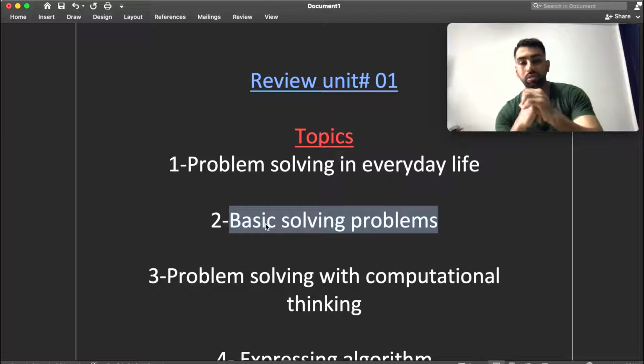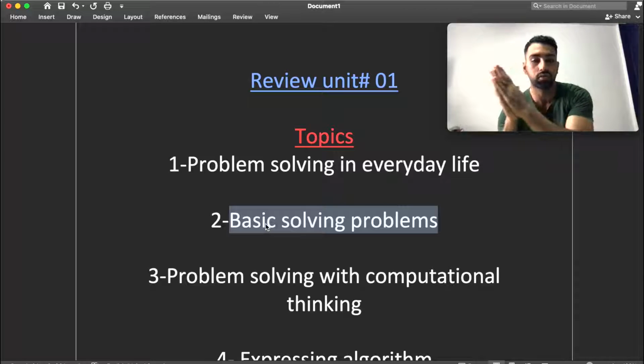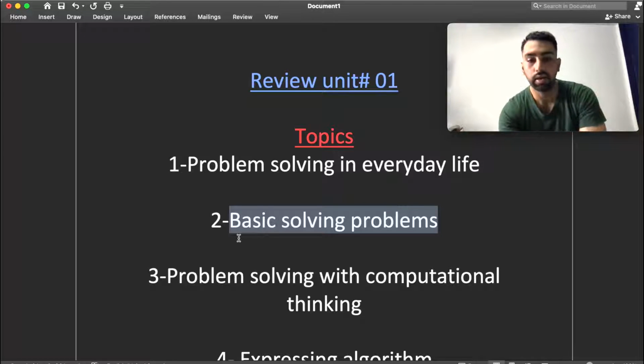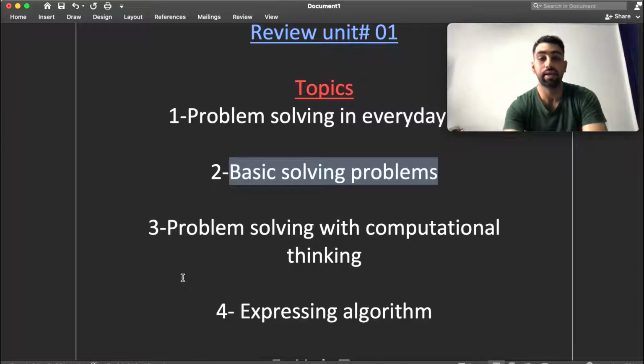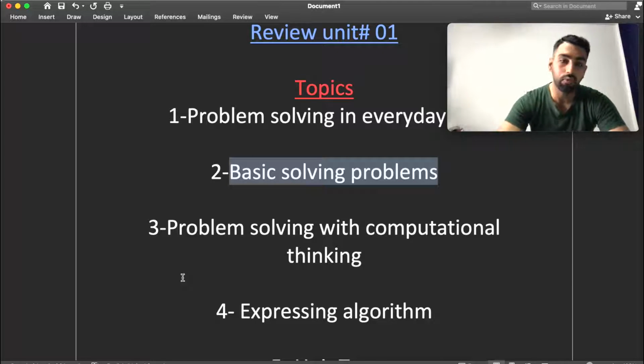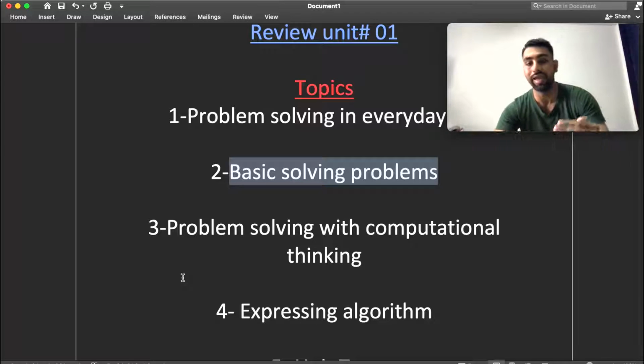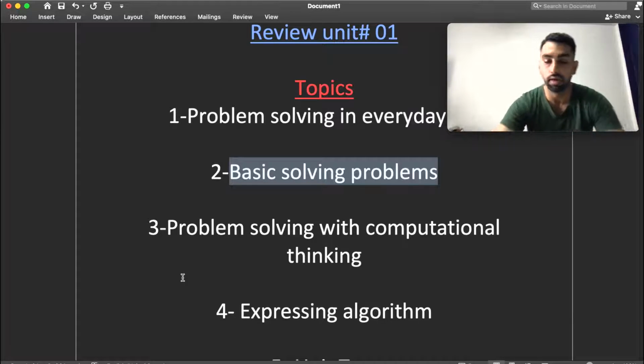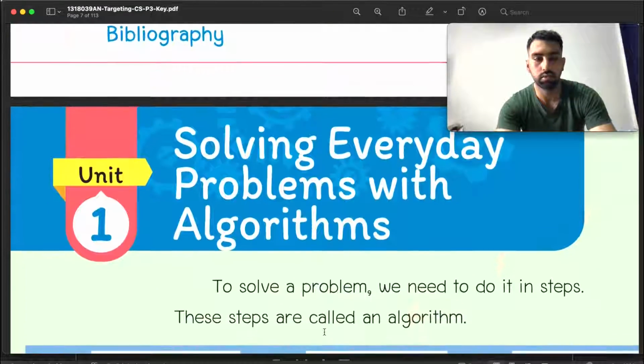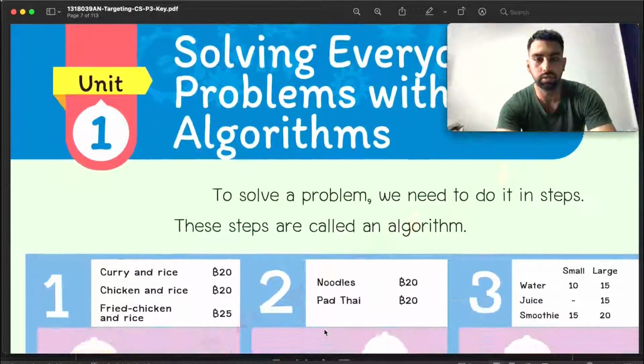How is the basic way of solving the problem? Number 3 we had is how we solve the problem in computational thinking. In a computer, how do we solve the problem? And number 4 we had algorithm. What is algorithm, how we make an algorithm, and how we solve the problem using algorithm expressions. Okay, this was solving the problem in the daily life.